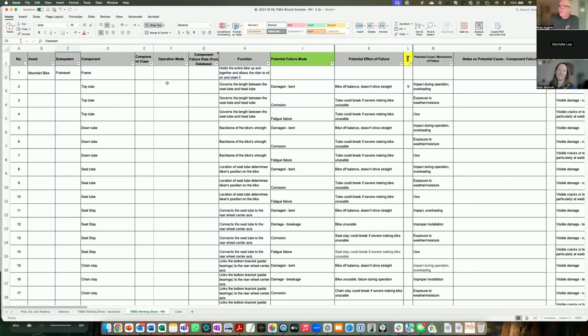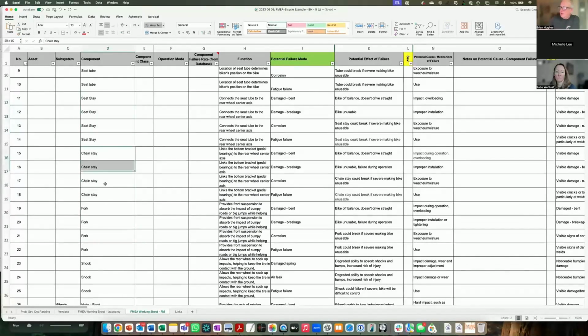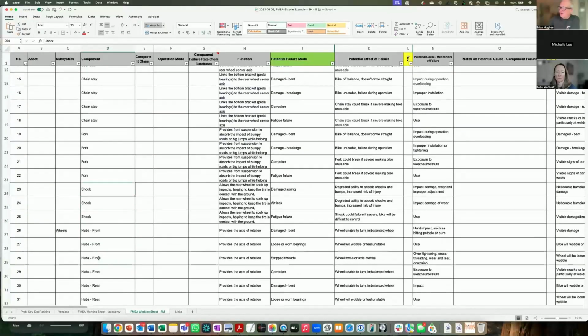So believe it or not, when we're building an asset hierarchy, typically I'm going to start with a cell, and I have asset, subsystem, component, right? So here's mountain bike frame set. Here's the top tube, right? Here's the down tube. Here's the seat tube. Here's the seat stay. Here's the chain stay, and here's the fork and the shock.